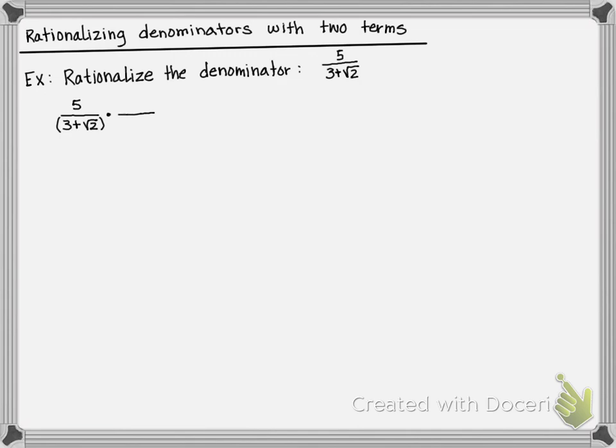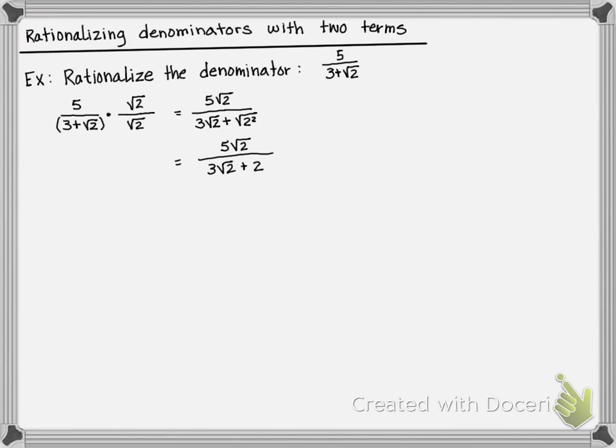Let's try it. So yesterday, this is kind of the approach we took. We just multiplied by the irrational factor. In this case, that would give me 5 times the square root of 2. And then in the denominator, that would give me 3 times the square root of 2 plus the square root of 2 squared. So I get 5 times the square root of 2 over 3 times the square root of 2 plus 2.